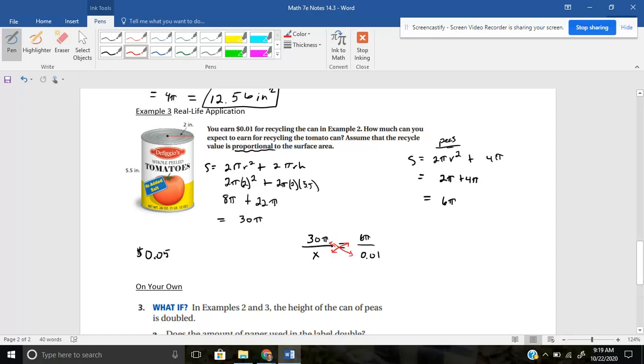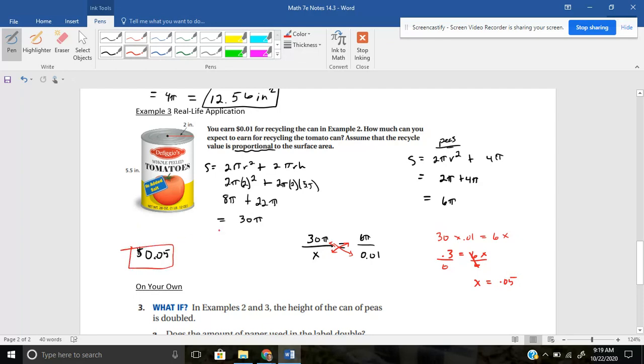Okay, so if you did that, you'd get, let's see here, 30 times 0.01 has to be equal to 6 times x. Okay, 30 times 0.01 will give you 0.3. You just move the decimal 2 spots. 0.3 equals 6x, and then divide by 6 on both sides, and x would equal 0.3 divided by 6 would give you 0.05. The same way we did it.